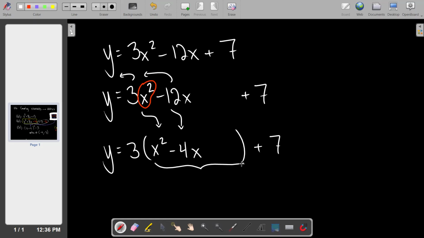And this is our moment, right, boys? So what is half of minus 4? Minus 2. And what is minus 2 when you square it? 4. So we are going to add 4 here. And how do we offset adding 4?